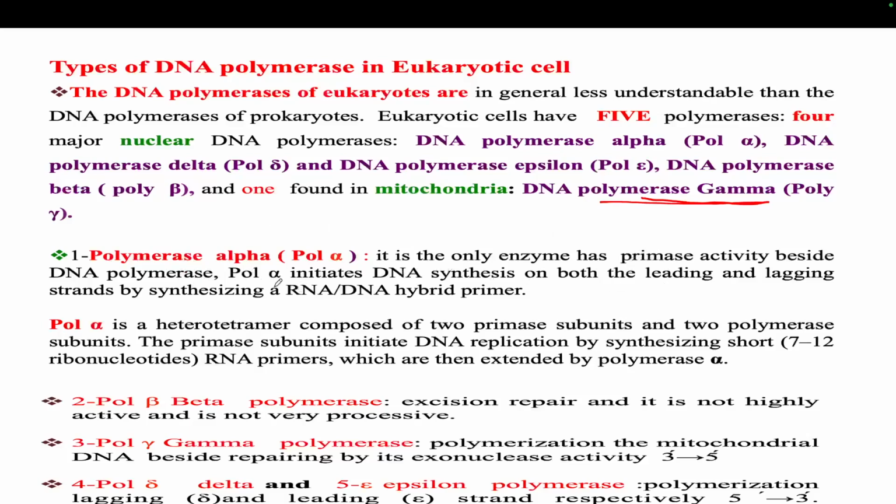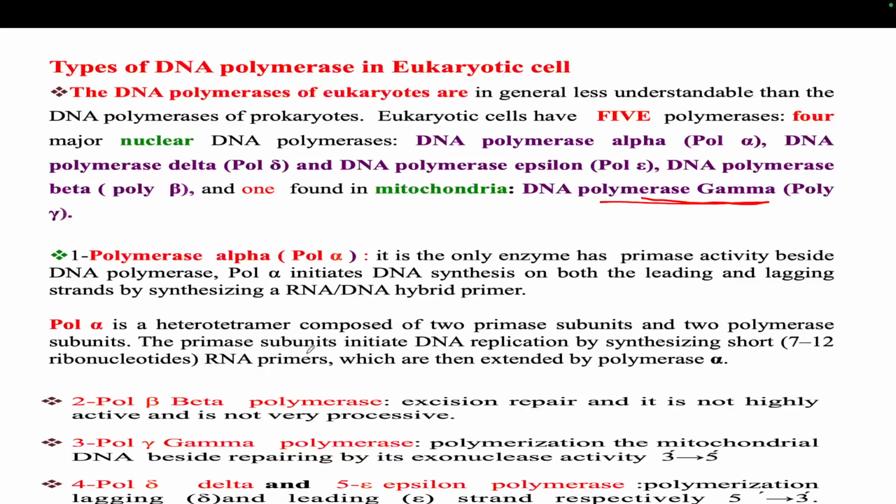Then this polymerase alpha initiates DNA synthesis on both the leading as well as the lagging strand by synthesizing an RNA and DNA hybrid primer. Polymerase alpha is a heterotetramer composed of 2 primase subunits and 2 polymerase subunits.